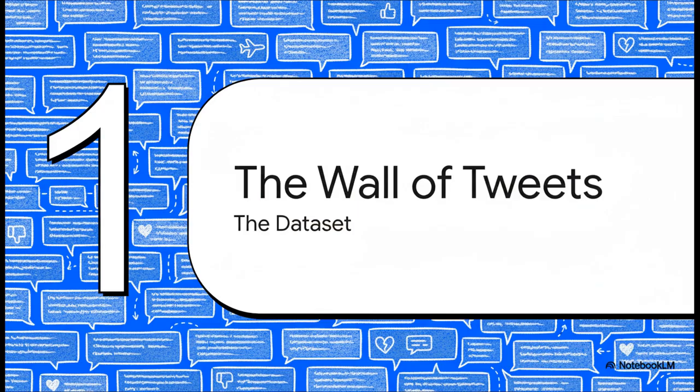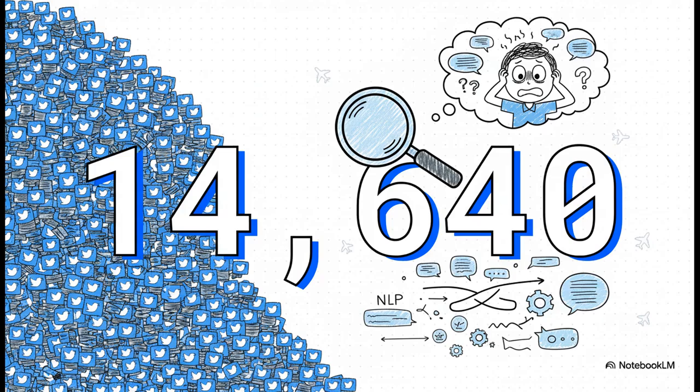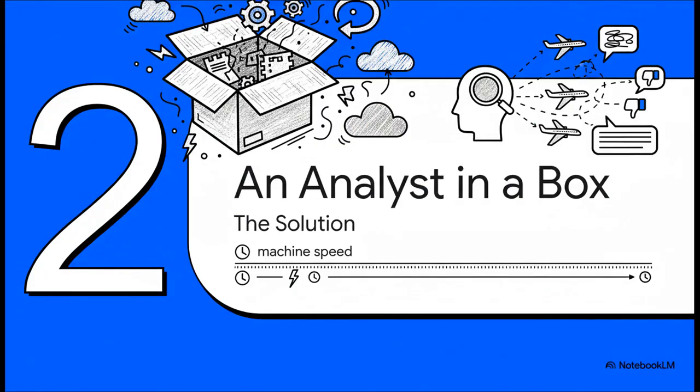And that brings us to the source material for this whole explainer, a data set that is exactly this challenge. It's a massive digital wall of tweets all aimed at U.S. airlines. Yeah, we are talking about over 14,000 tweets. Just for a second, imagine trying to read every single one of those, categorize them, and figure out what the core message is. It's a totally overwhelming task for any human team. So, how did this project tackle it? Well, you build a solution.